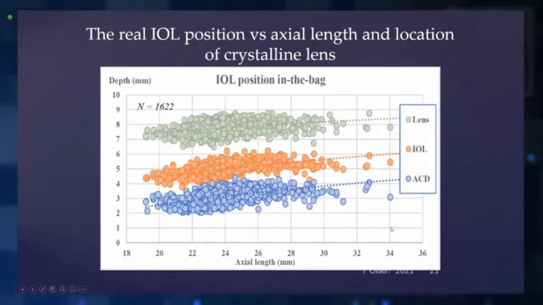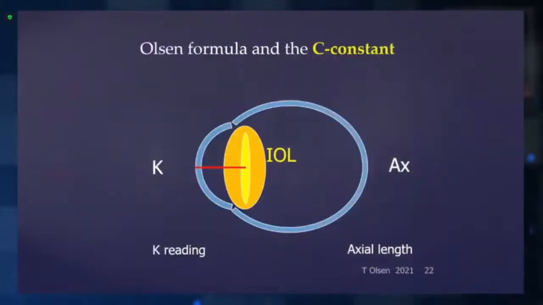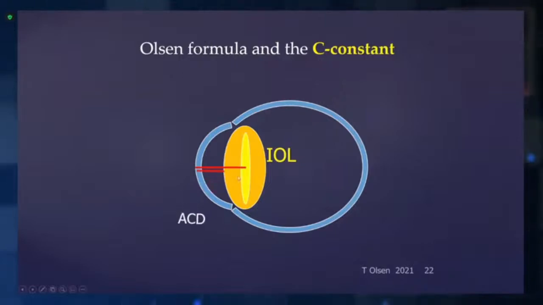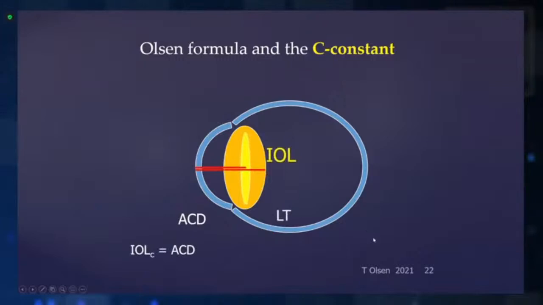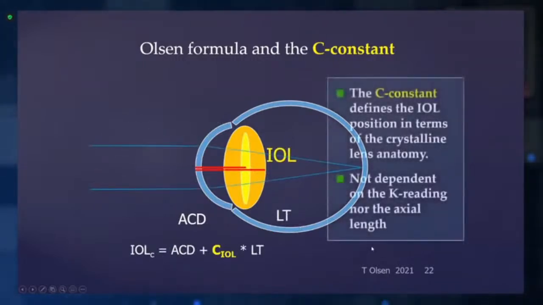But most importantly, the IOL position is a constant fraction of the thickness of the lens. So here we have another approach to predict the location of the IOL after surgery. We got rid of the K reading, the axial length, and indirect predictors, and we are left with the ACD and lens thickness. That's the formula that I call the C constant approach. And it's not depending on the K reading nor the axial length. That's very important when you go to post-refractive cases.